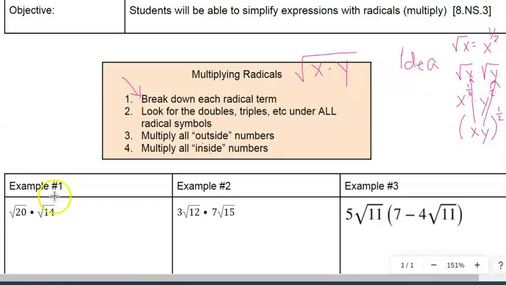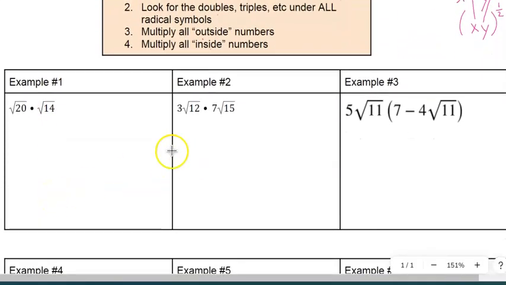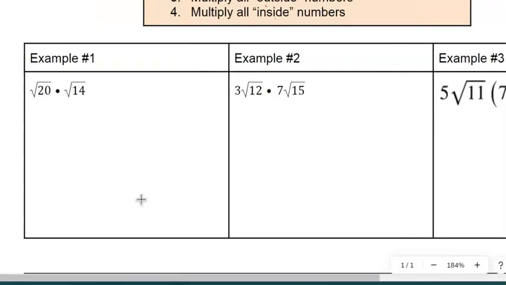Okay? So let's look at example 1 and 2. This would be when that simple idea would be illustrated, the first scenario. So on example number 1, we've got root 20 times root 14. Now you have some choices. You can multiply 20 times 14 and get 280. But really, because we're going to break this down, there's no need to actually multiply the 20 and the 14. So I just leave them separate and I rewrite them under one radical.